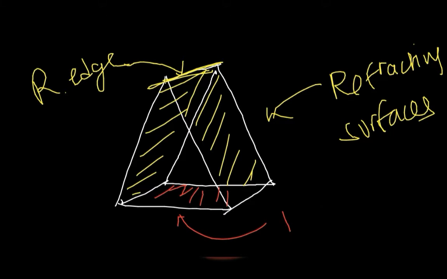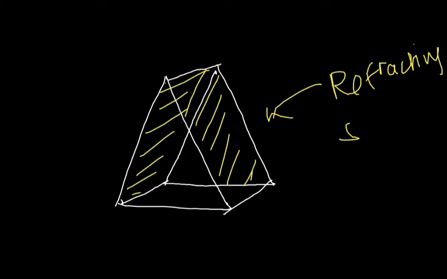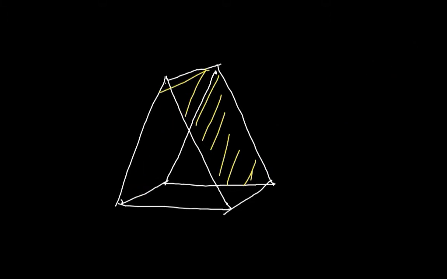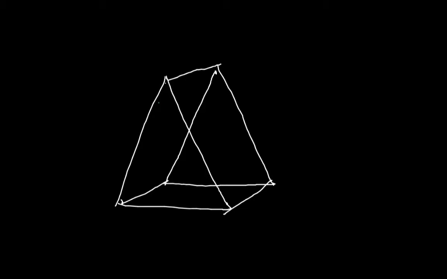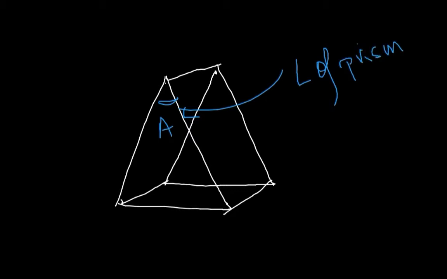Let me erase all of this, because I'm not erasing this picture of the prism ever. It's one of my best drawings, I guess. So this angle is called A, the angle of prism. Understand?